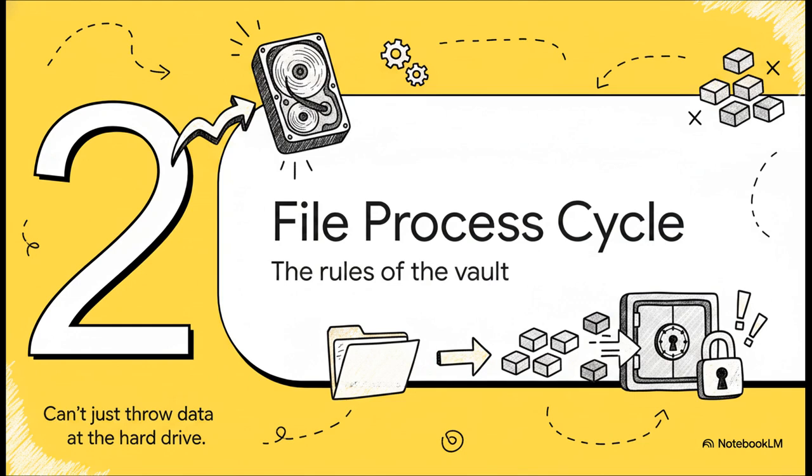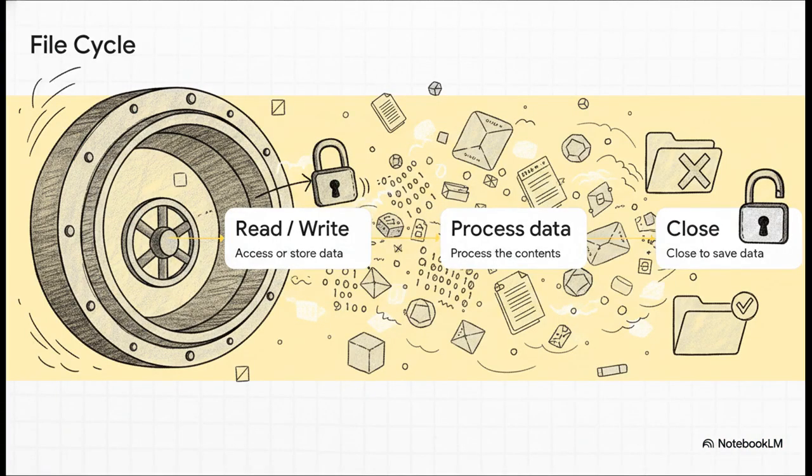Moving on to part two. Let's talk about the file processing cycle, or what I like to call the rules of the vault. When you're dealing with permanent files, there's a strict, non-negotiable four-step protocol. First, you open. Second, you read or write. Third, you process the data. And fourth, you close. It is literally just like a physical bank vault.